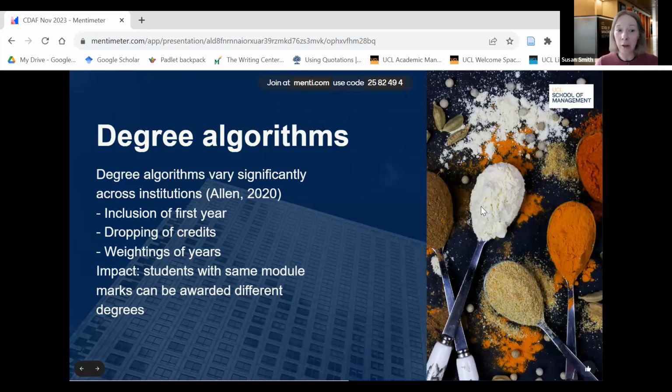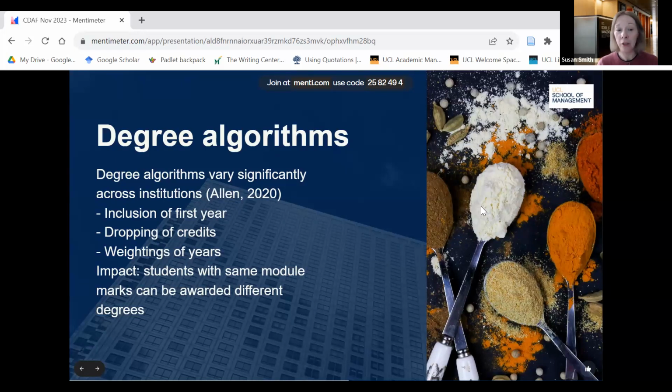And differences include whether the first year is included. It is at some institutions, and my own would be one of those. Whether credits can be dropped, and if so, how many credits and at which level. The weightings of the years, there's a wide variety in terms of the weightings. So the institution I used to work at was 40-60. So it placed increased weight on the final year with what is argued to be an exit velocity. But there are lots of different weightings that are in operation across the sector.